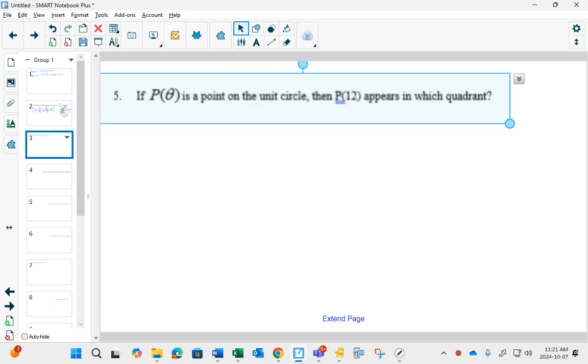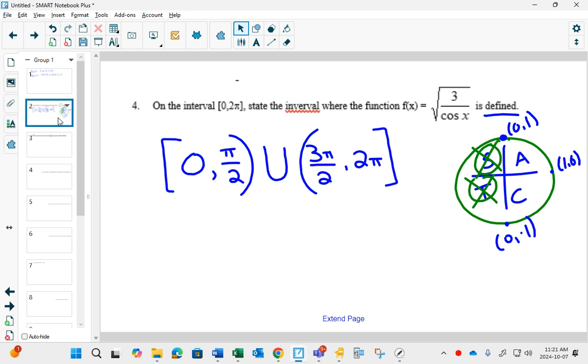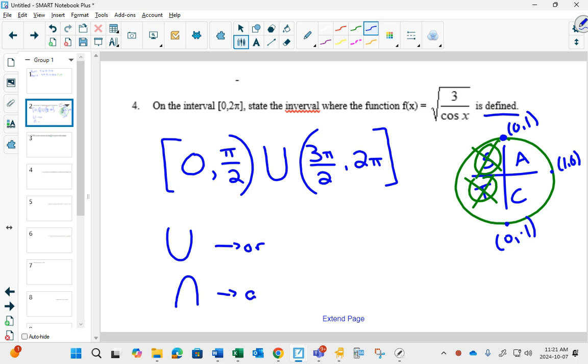Question number 5. Go back. That means or. There are two mathematical symbols. This mathematical symbol means or. This mathematical symbol means and. And I remember, because this one you could almost put a line there, and then it looks like an A for and. So I remember this is and, or. It's not so bad.